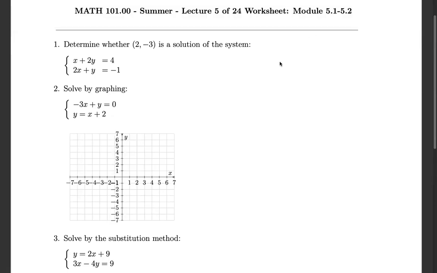Worksheet 5. So solve system of equations. Let's see the first one. So we still have two equations, and each equation will have two variables. We have x, we have y.